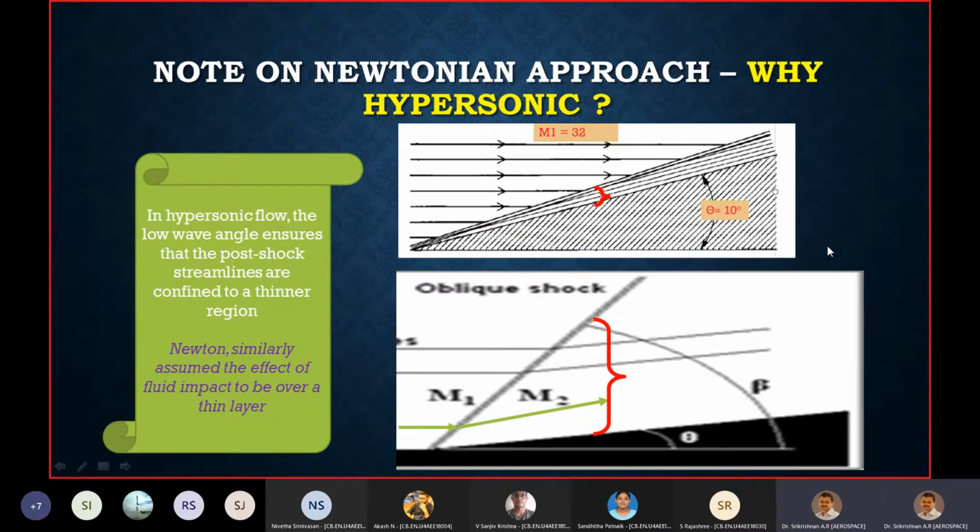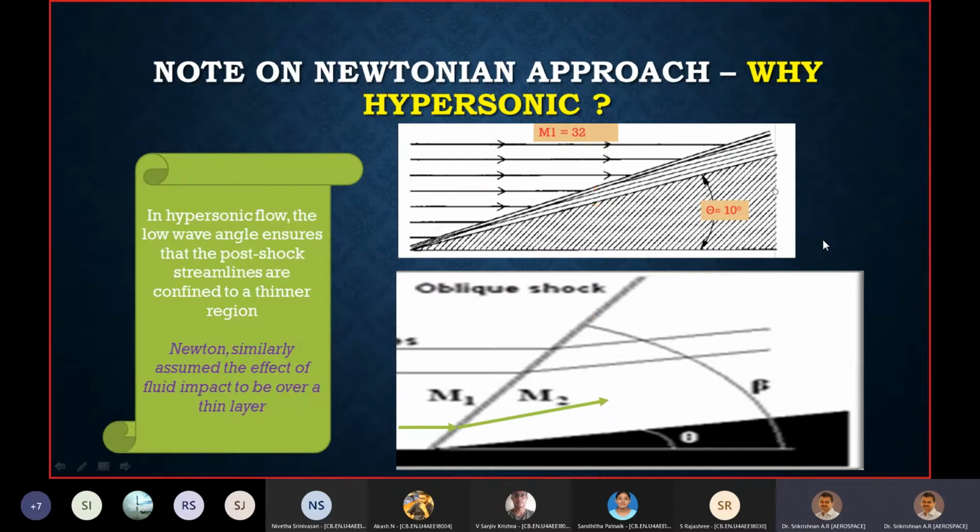It's a kind of unexpected turn of events, because there was nothing in the theory which would otherwise address hypersonic physics. But the basic assumption of Newton is more closely satisfied in hypersonic flow, and that is mainly because of this low thickness of the shock layer.